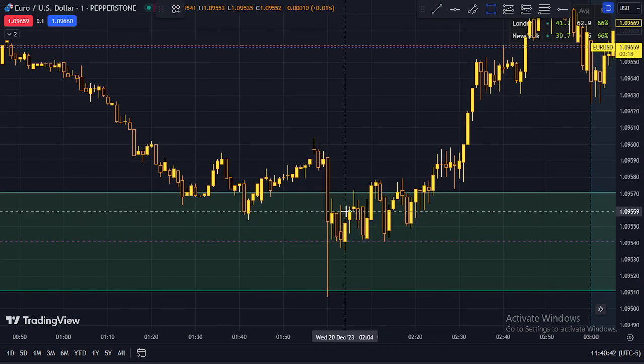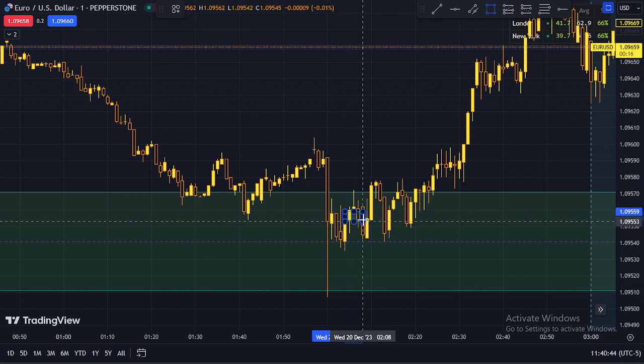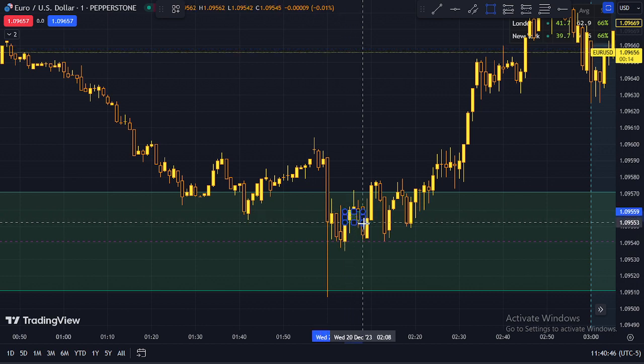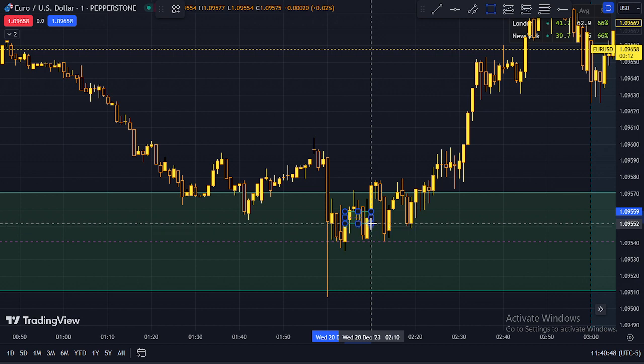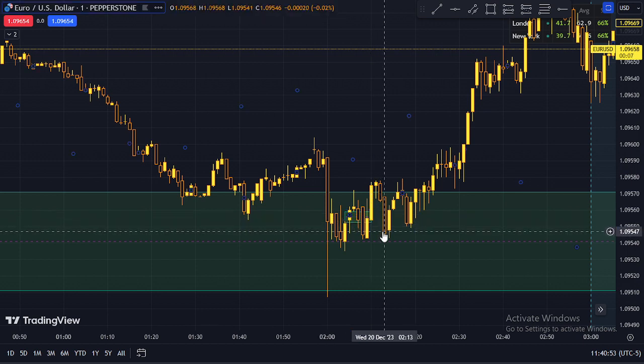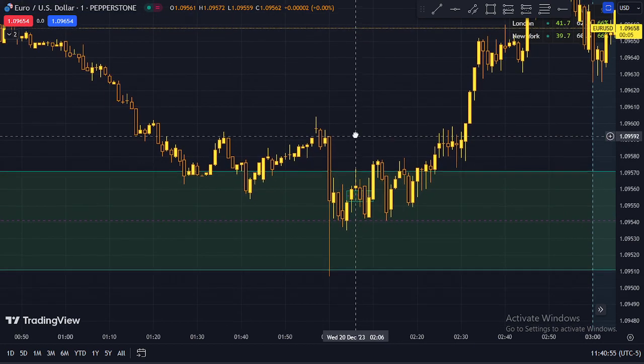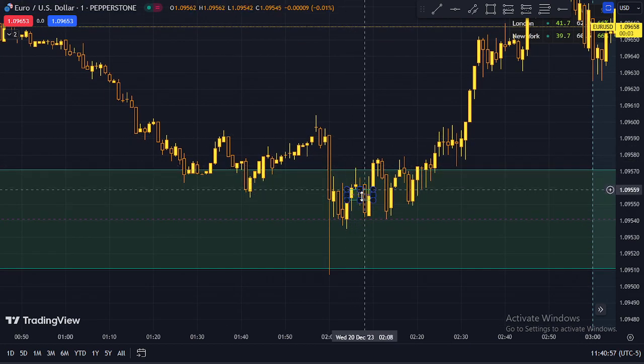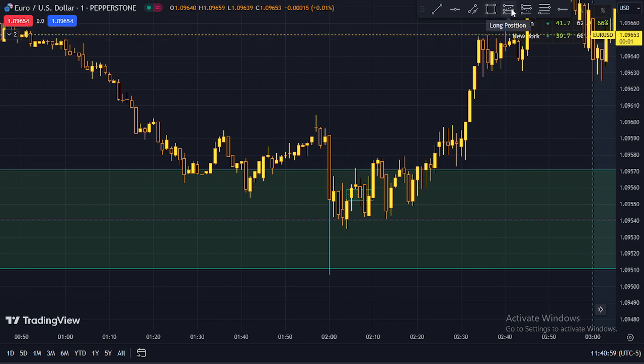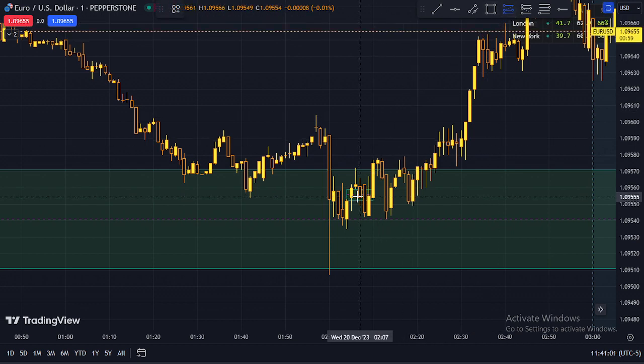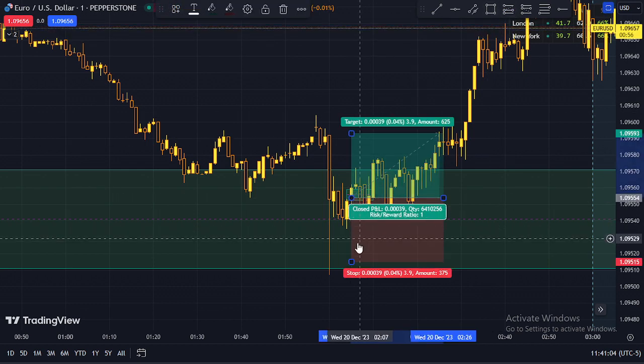So whenever you see a volume imbalance and a fair value gap, you merge them and you use them as they are. So that was it right there. And then that was your entry right there. So you're placing your long position, entering your long position right there.